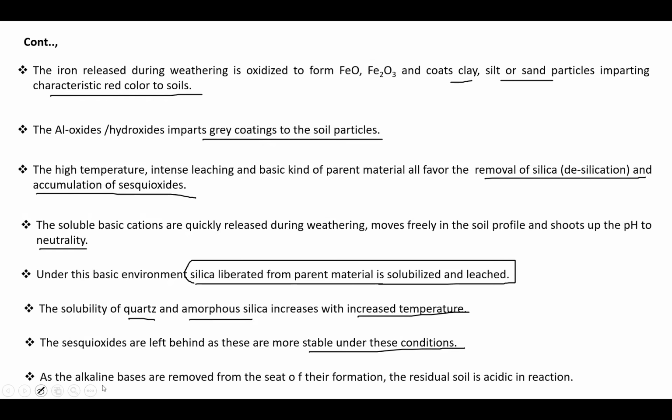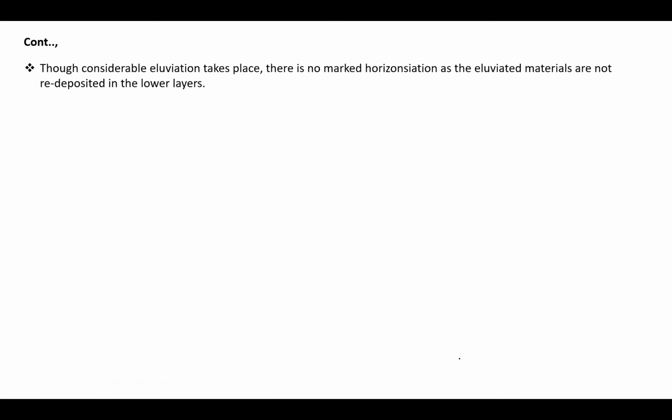Also the alkaline bases are removed, and the residual soils have an acid reaction. So when the alkaline bases were removed, what happened? These soils ultimately lead to acidic reaction. Though considerable eluviation takes place, there is no mark of horizonation, as eluviated materials are not redeposited in the lower layers. This is a very important point we have to remember.